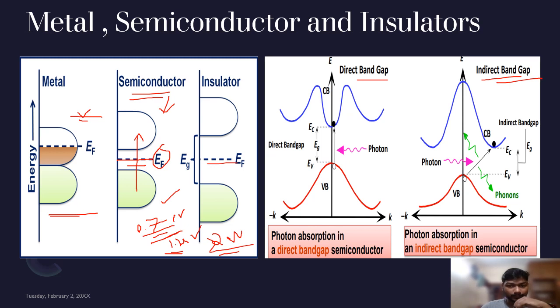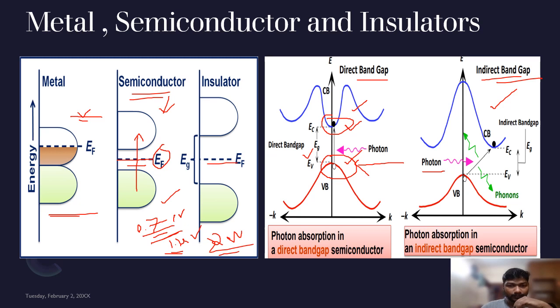In a direct band gap semiconductor, this is the valence band, this is the conduction band, and only by absorbing a photon can the electron move from the valence band to the conduction band. And this is the indirect band gap semiconductor. So we can see that the conduction band and valence band are not directly aligned, so the electron cannot move from valence band to conduction band by just absorbing a photon. So it has to absorb photons and emit phonons while moving from the valence band to the conduction band in case of the indirect band gap.